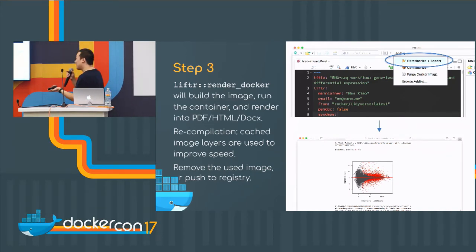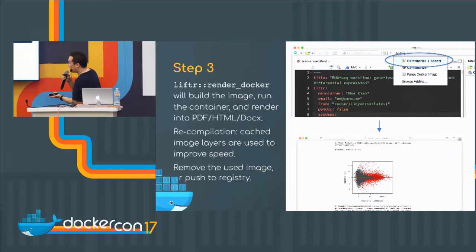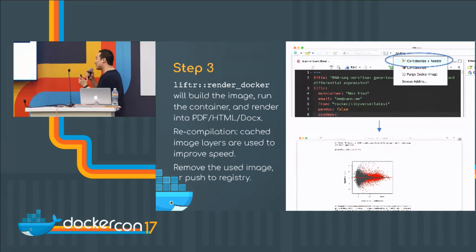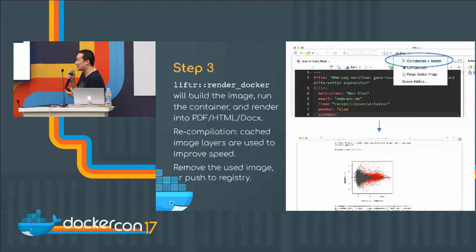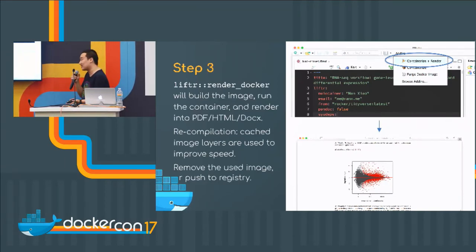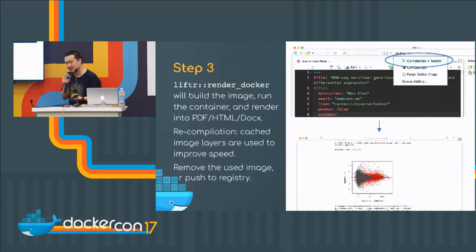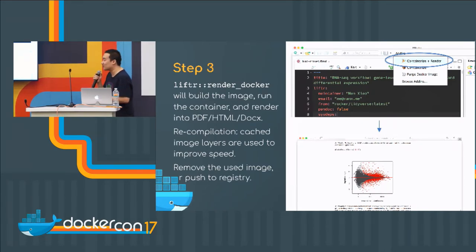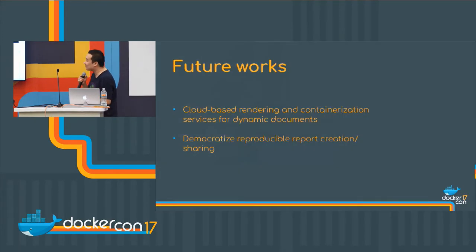And essentially, if you have something changed in your report and you want to recompile this report, the cached layers of the image will be used, which will save you a lot of time for doing that. So after you get the report, you can just push it to a Docker registry for persistent storage.